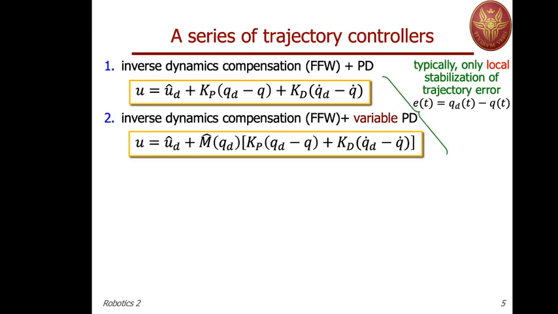are typically realizing a local stabilization of the trajectory error. So they work reasonably well, provided that the error is initially small and remains small. Actually, there has been proof for the first controller that by suitably choosing Kp and Kd, depending on the dynamic terms, on bounds of the dynamic terms of the robot, one is able to provide also a global asymptotic stabilization proof. But the analysis is quite complex.